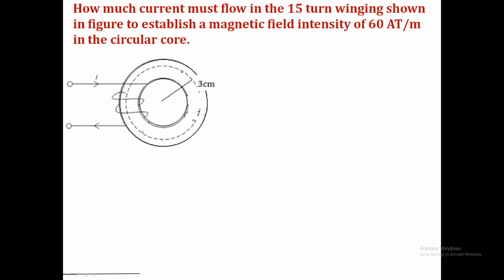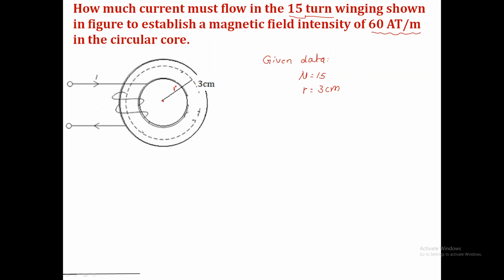If you see here the 15 turns, what is given? 15. N, the number of turns, is equal to 15. So here I can write given data first, and that is nothing but N is equal to 15. Winding shown in the figure. Now here the radius is given, this is the r. So here I can write radius r is equal to 3 centimeter. What is given? 60 ampere turn per meter.